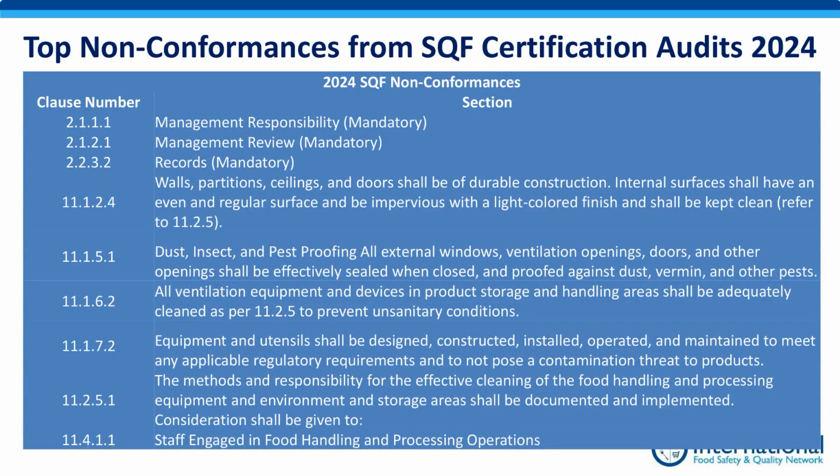These are the top non-conformances from certification audits in 2024. I've already mentioned management responsibility. There was also management review, issues with records, issues with walls, partitions, ceilings and doors, issues with dust, insect and pest proofing, issues with ventilation, issues with equipment and utensils needing to be designed, constructed, operated and maintained in a hygienic manner, and cleaning and sanitation issues, and then issues with staff engaged in food handling and processing operations, which is usually hygiene.